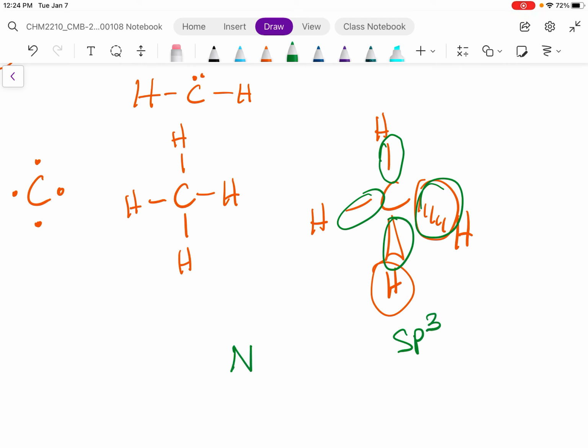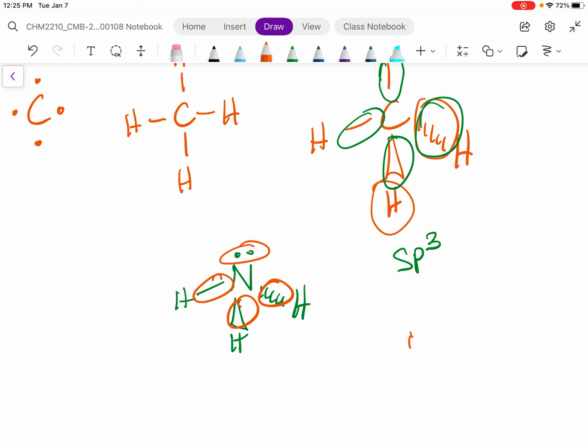If we take a look at ammonia, what's the hybridization state of that nitrogen atom? Well, it has 1 group, 2, 3, 4. So that's sp3. What if we take a look at water?